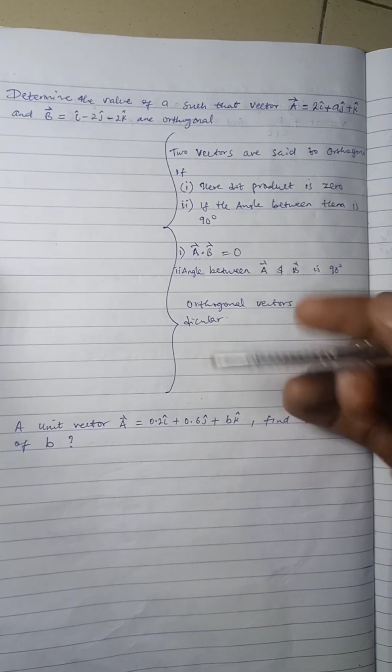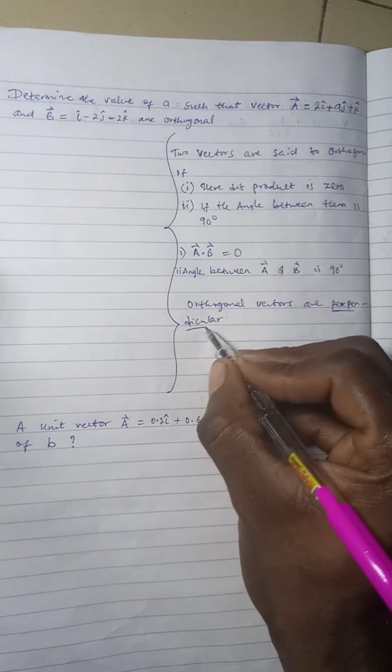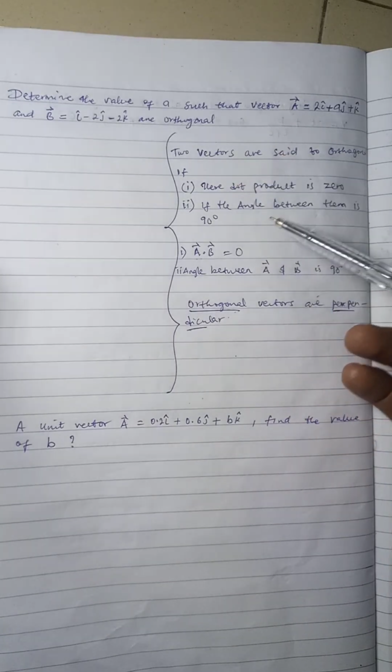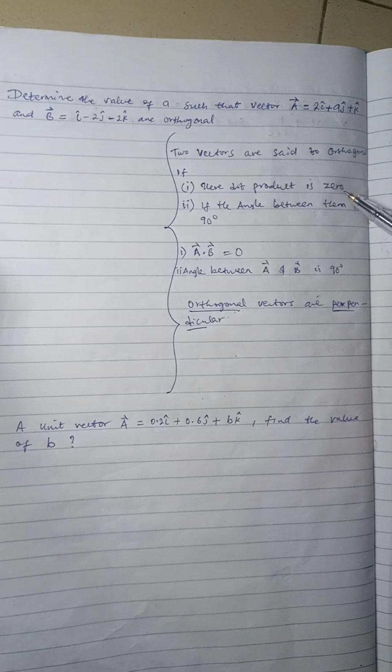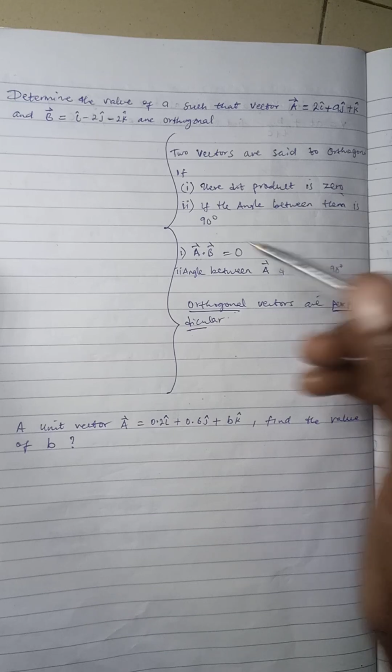You can see these questions when a vector is said to be perpendicular, or when a vector is said to be what? Orthogonal. So orthogonal vectors are perpendicular vectors, and vectors are said to be orthogonal if the dot product is what? 0, and the angle between them is 90 degrees. So just take note of this important information.